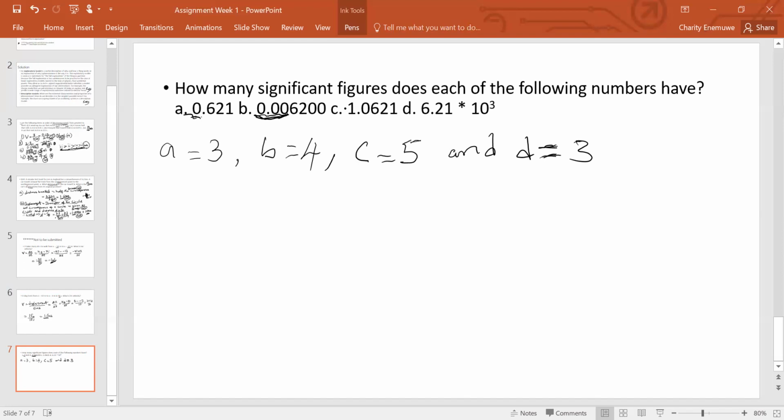And for D, the start of the number itself is a non-zero digit, so zeros in between will count. So we'll have 1, 2, 3, 4, 5 significant figures. For the last one, which is expressed in scientific notation, we focus our significant figure count on this side, not on the power side, because the power side can be taken as leading or trailing zeros. So in this case we have 3 significant figures.